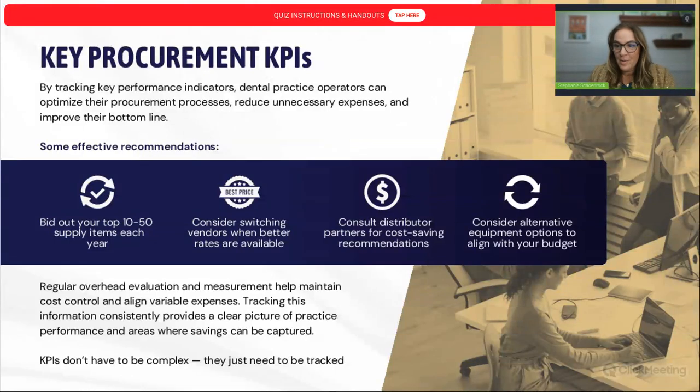But let's talk about a couple of the ones that might be top of mind to most people attending. A lot of practices are used to bidding out their top 100 or their top 50, even their top 10 supply items periodically. It might be once a year, it might be every 6 months. It's a good practice because even though your intentions might not be to change any of the products, it's just a good pulse on the market for where your pricing is.